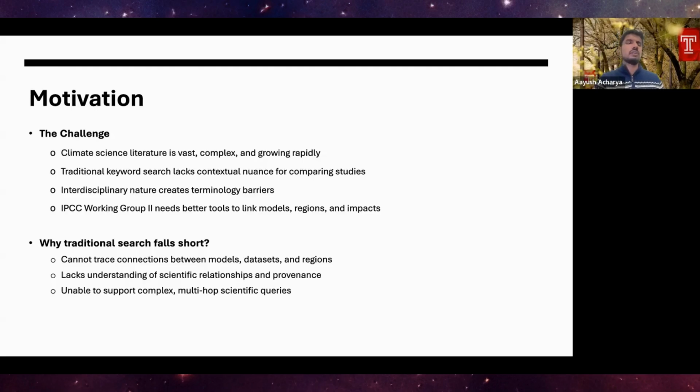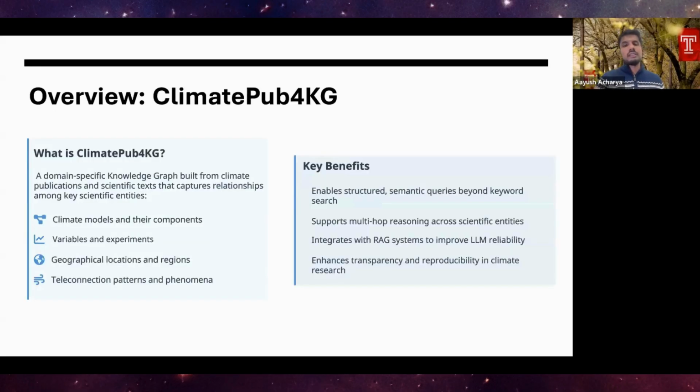Why does traditional research fall short? One, specifically because people have not had a look at it, so it's really underrepresented. It's also a difficult task to trace connections between models, data sets, regions, and people. People with a really good scientific understanding should do that. We must have a climate expert go over all of these understandings. And a lot of the climate graphs that we have seen are unable to support complex multi-hop scientific queries, especially regarding climate models. This was the motivation behind it.